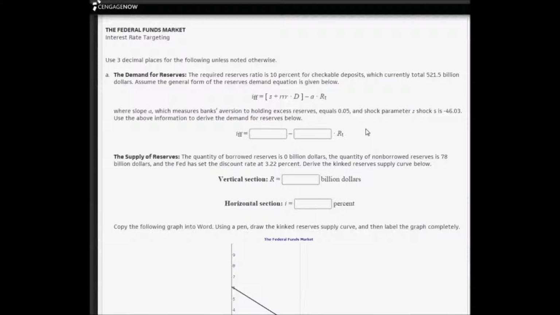In question 6, we're going to build the federal funds market and then show how the Fed targets interest rates. The numbers for the demand curve and the numbers for the supply curve have all been copied and pasted into Excel.